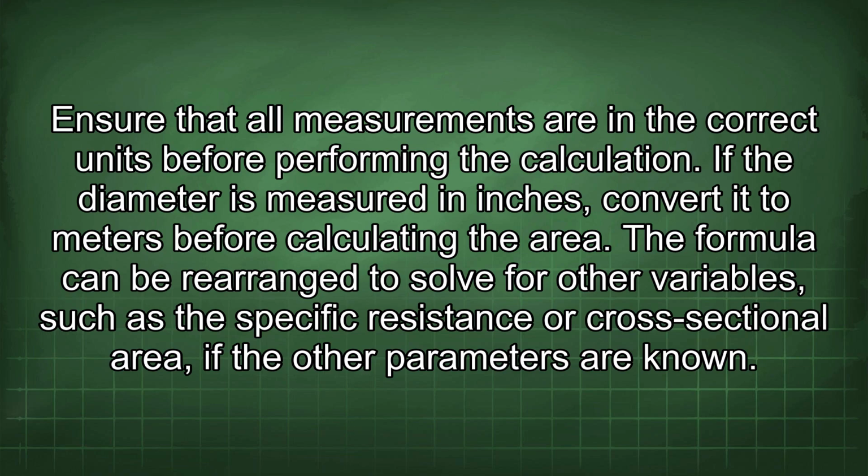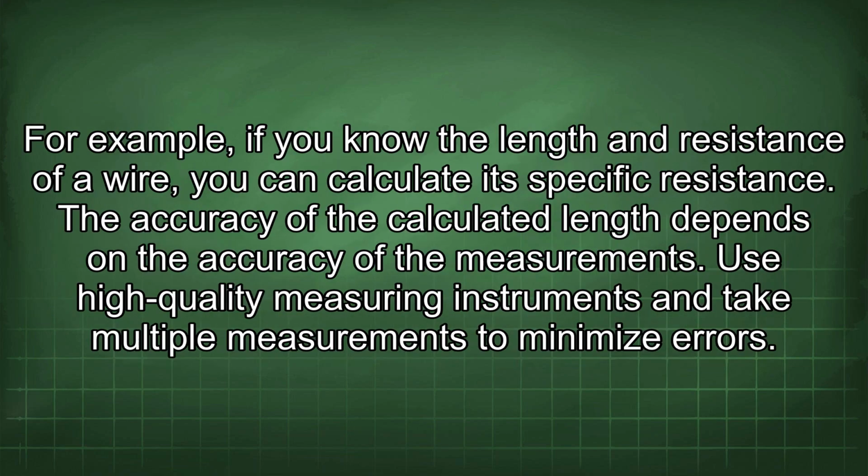The formula can be rearranged to solve for other variables such as the specific resistance or cross-sectional area if the other parameters are known. For example, if you know the length and resistance of a wire, you can calculate its specific resistance. The accuracy of the calculated length depends on the accuracy of the measurements. Use high-quality measuring instruments and take multiple measurements to minimize errors.